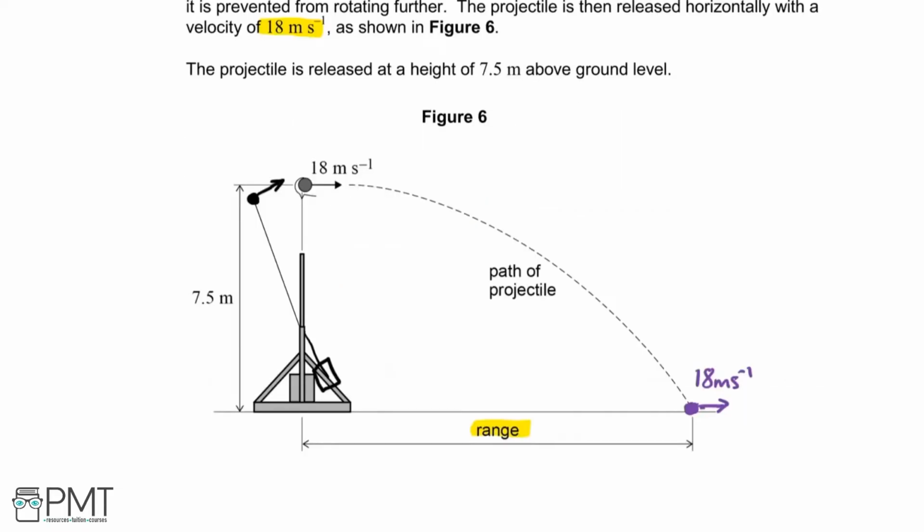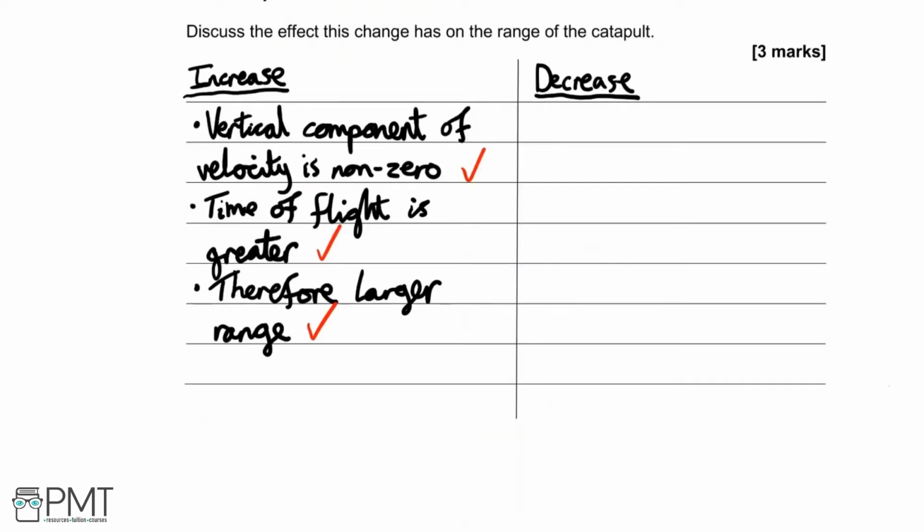Now, although we do have a vertical component of that velocity, the box of counterweights hasn't moved as far, so it's not had as much of a chance to accelerate this projectile. So actually, the projectile has less kinetic energy when it leaves the catapult. So the first point to make is that the counterweight doesn't fall as far.